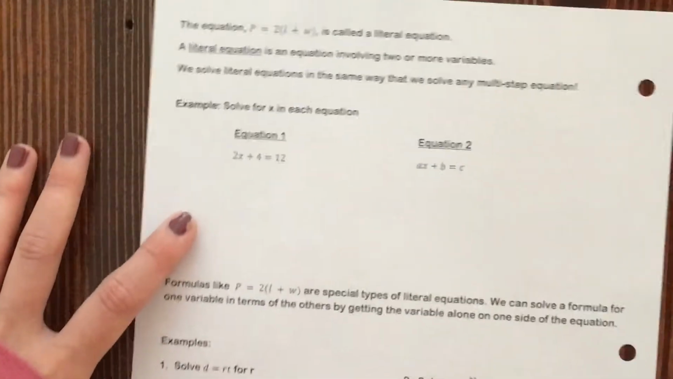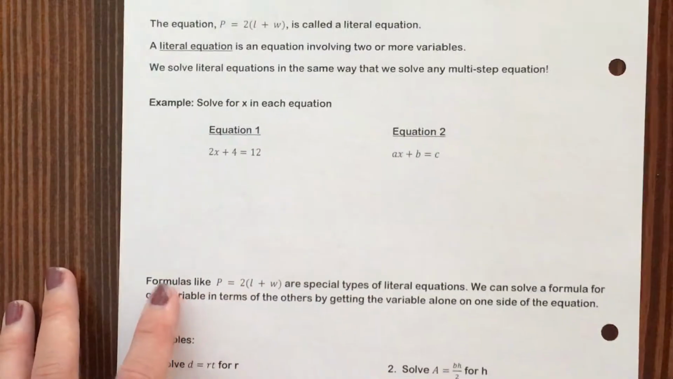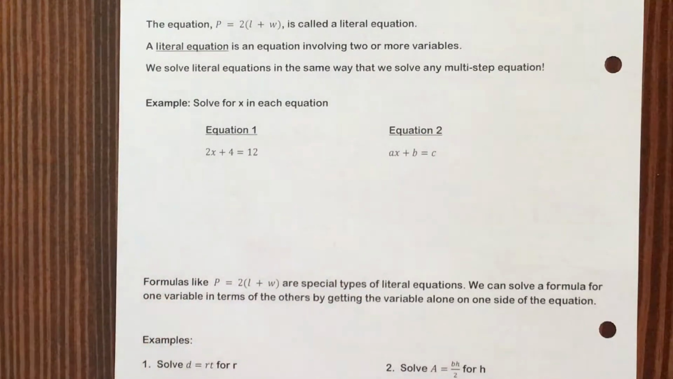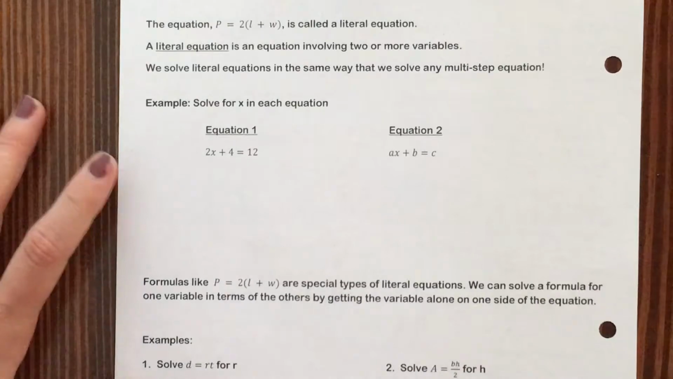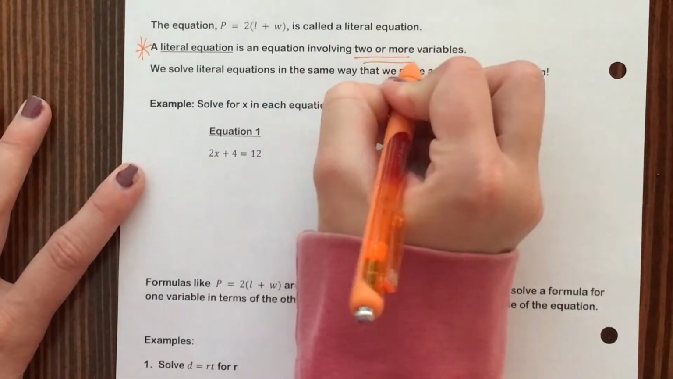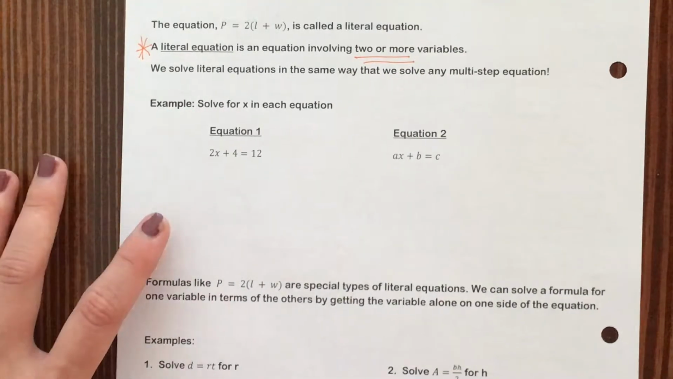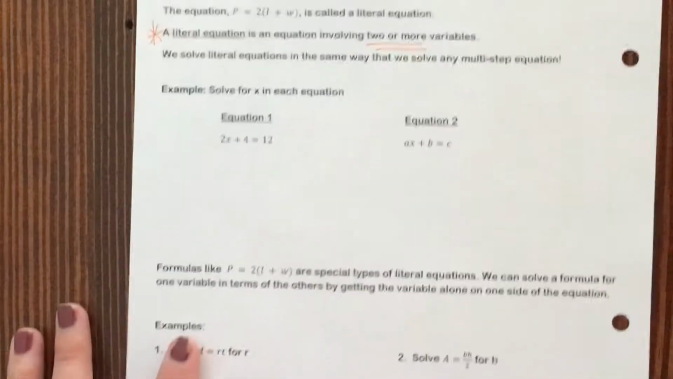All right, so if you guys would flip over, these notes are titled literal equations. So the top of this paper is just defining that for you guys. It says the formula P equals 2 times L plus W is called a literal equation. So right here, a literal equation is an equation that has 2 or more variables. That's it. Instead of just having X, you have X and Y. But we solve them the same way we solve a multi-step equation.